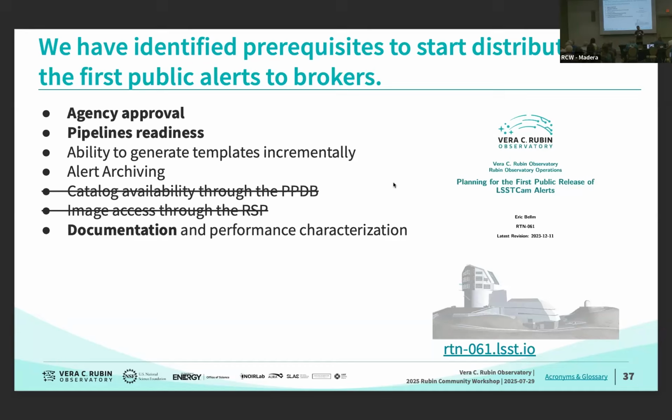We're still waiting for the agency approvals, and that is fundamentally the blocker: we can't send alerts until we receive that. We expect it relatively soon, but we're still in that process. We also have some items on the pipeline side that we want to get done before we start distributing alerts. We are learning more about template generation, incremental template generation. There's still a lot to do there, but we think we have a broad handle on that.